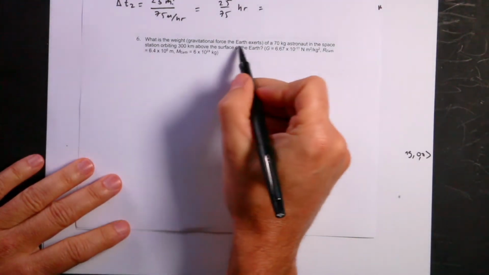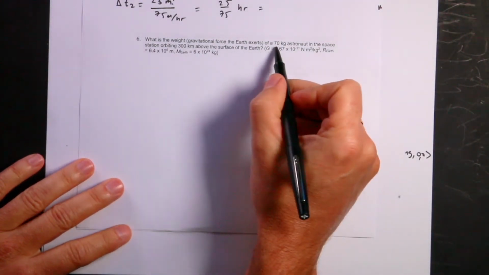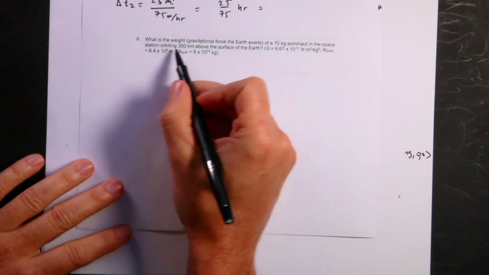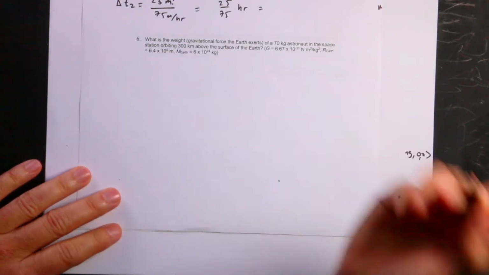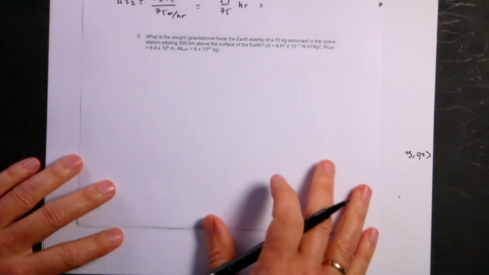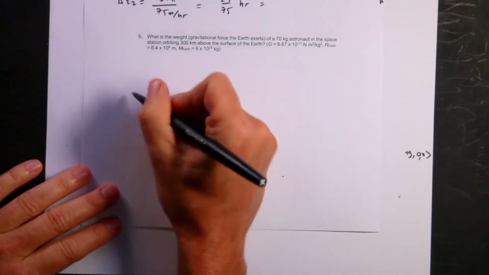What is the weight, the gravitational force, the Earth exerts on a 70-kilogram astronaut in a space station orbiting 300 kilometers above the surface of the Earth? That's a good problem. Let's just draw a picture.